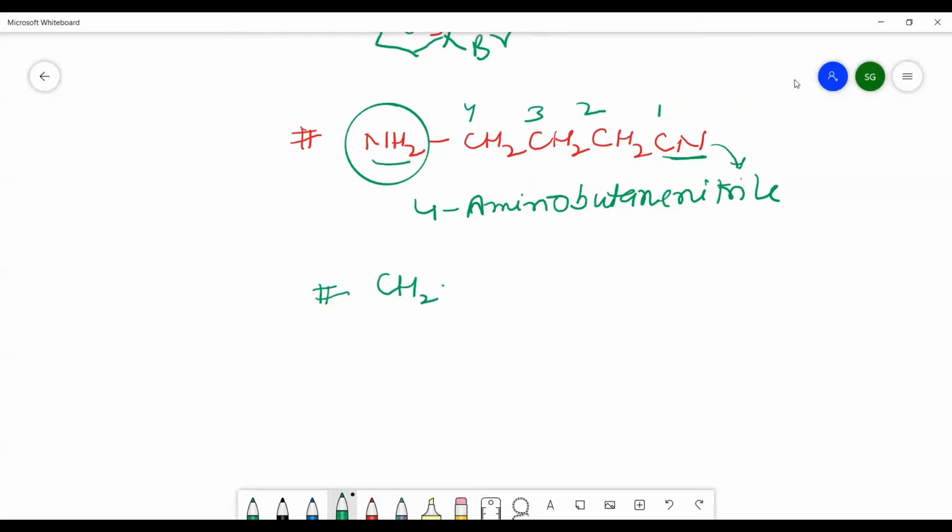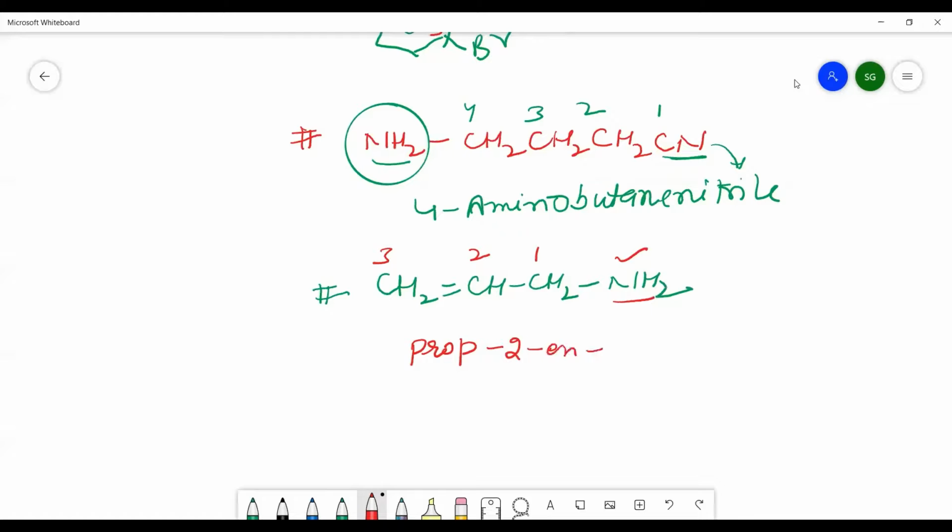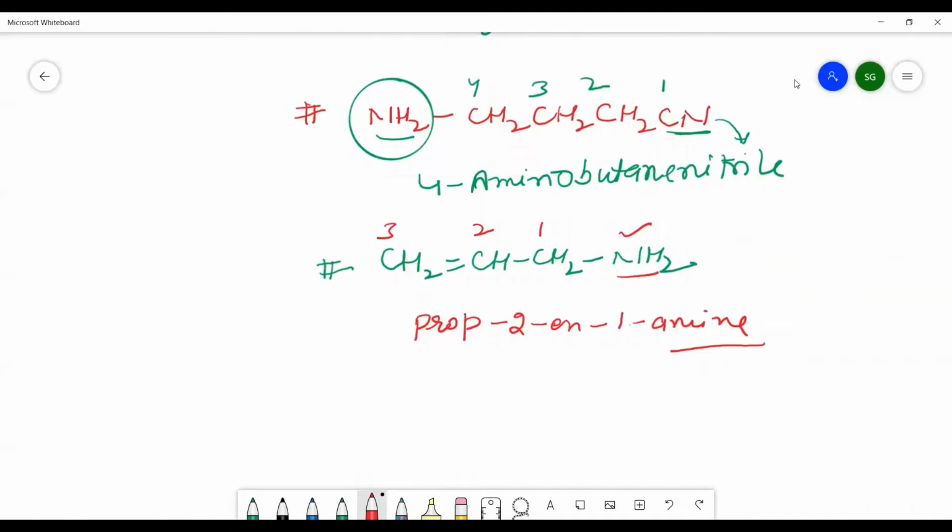Now, another compound you will take along with the double bond. Suppose you are having CH2, double bond CH, CH2 and NH2. Now, among the double bond and NH2, NH2 will get the preference. So the nomenclature will be according to NH2, and the second position is occupied by the double bond, not the first position. So what will it become? It will be prop, because there is a double bond, prop-2-en-1-amine. So prop-2-en-1-amine will be the IUPAC nomenclature for this compound.